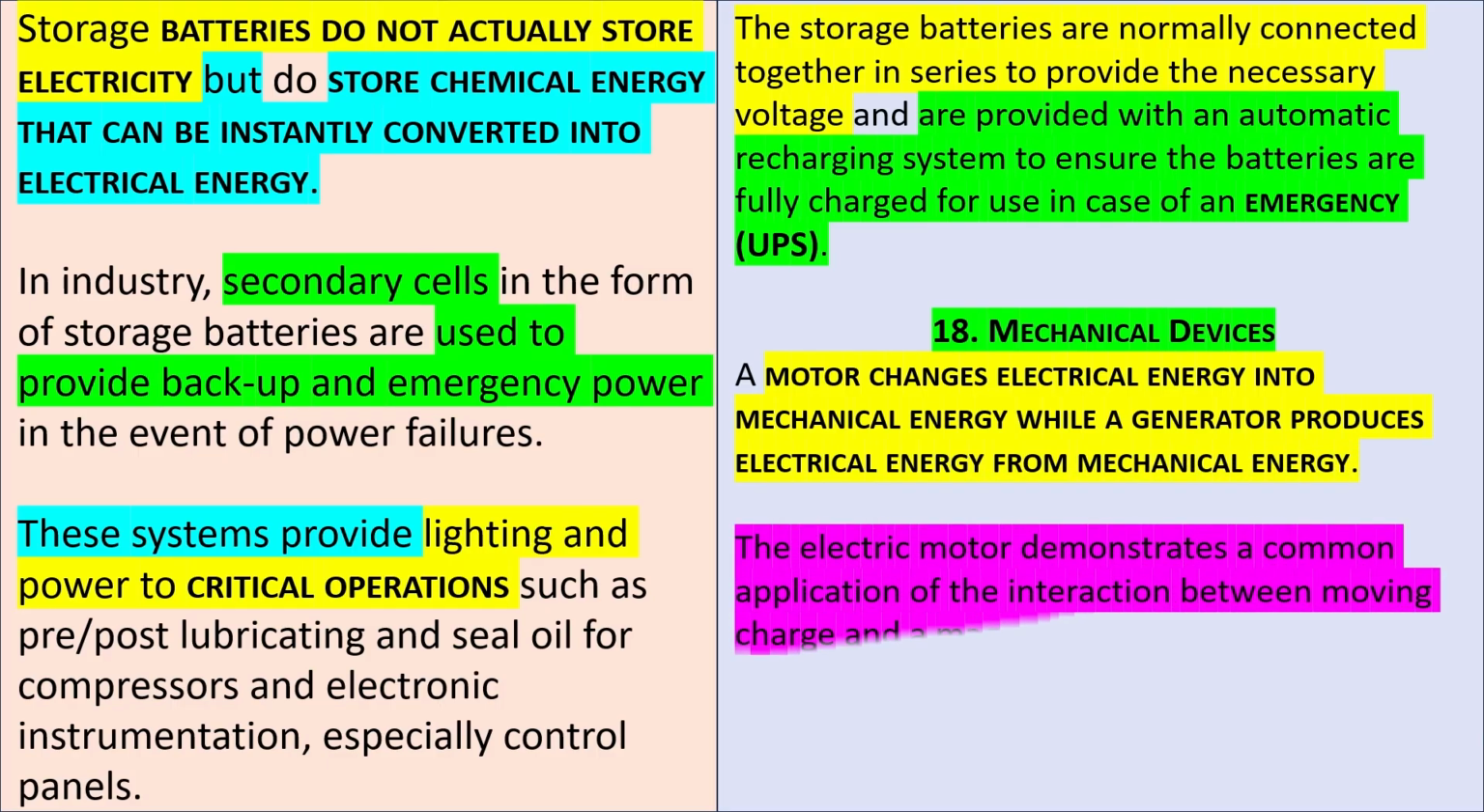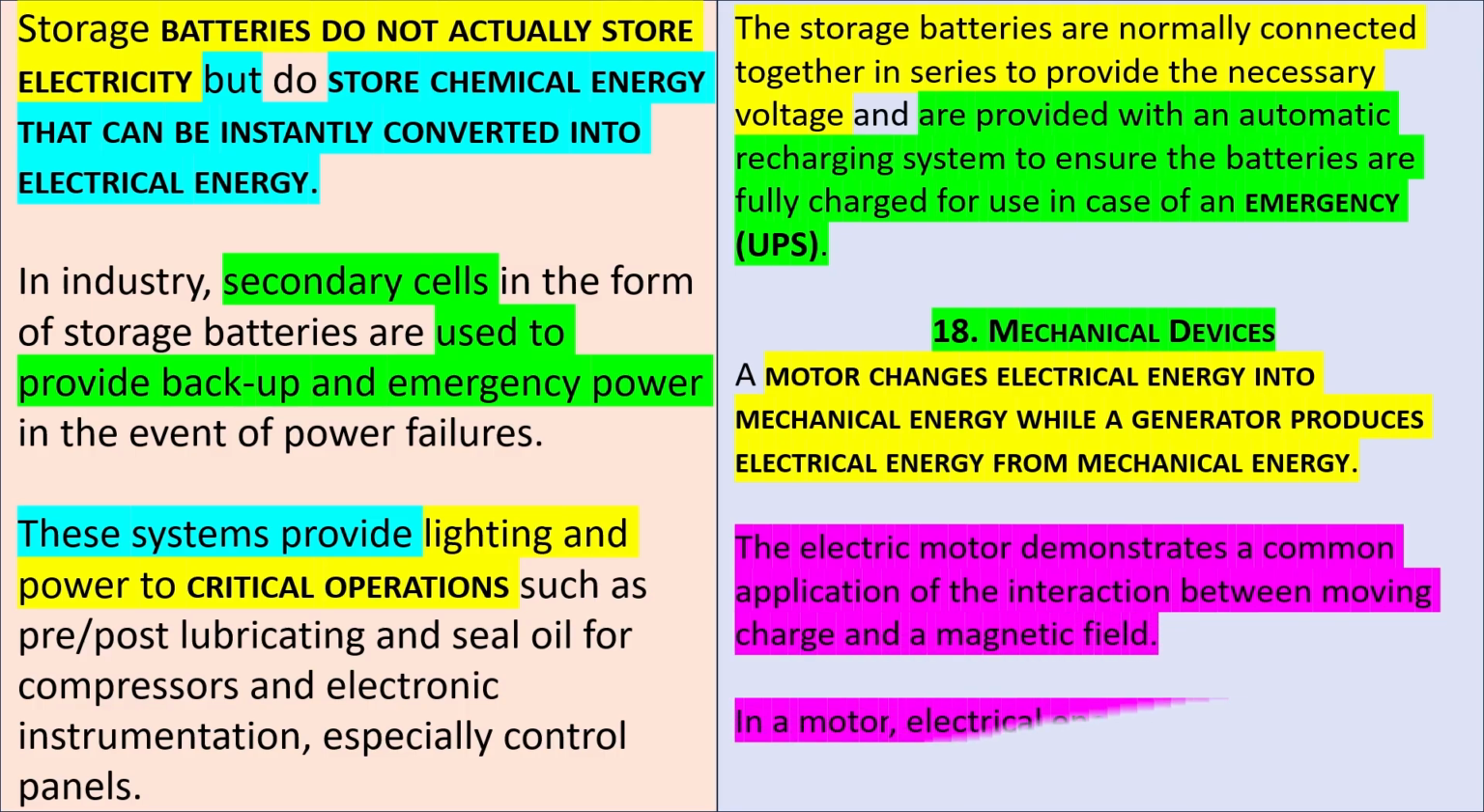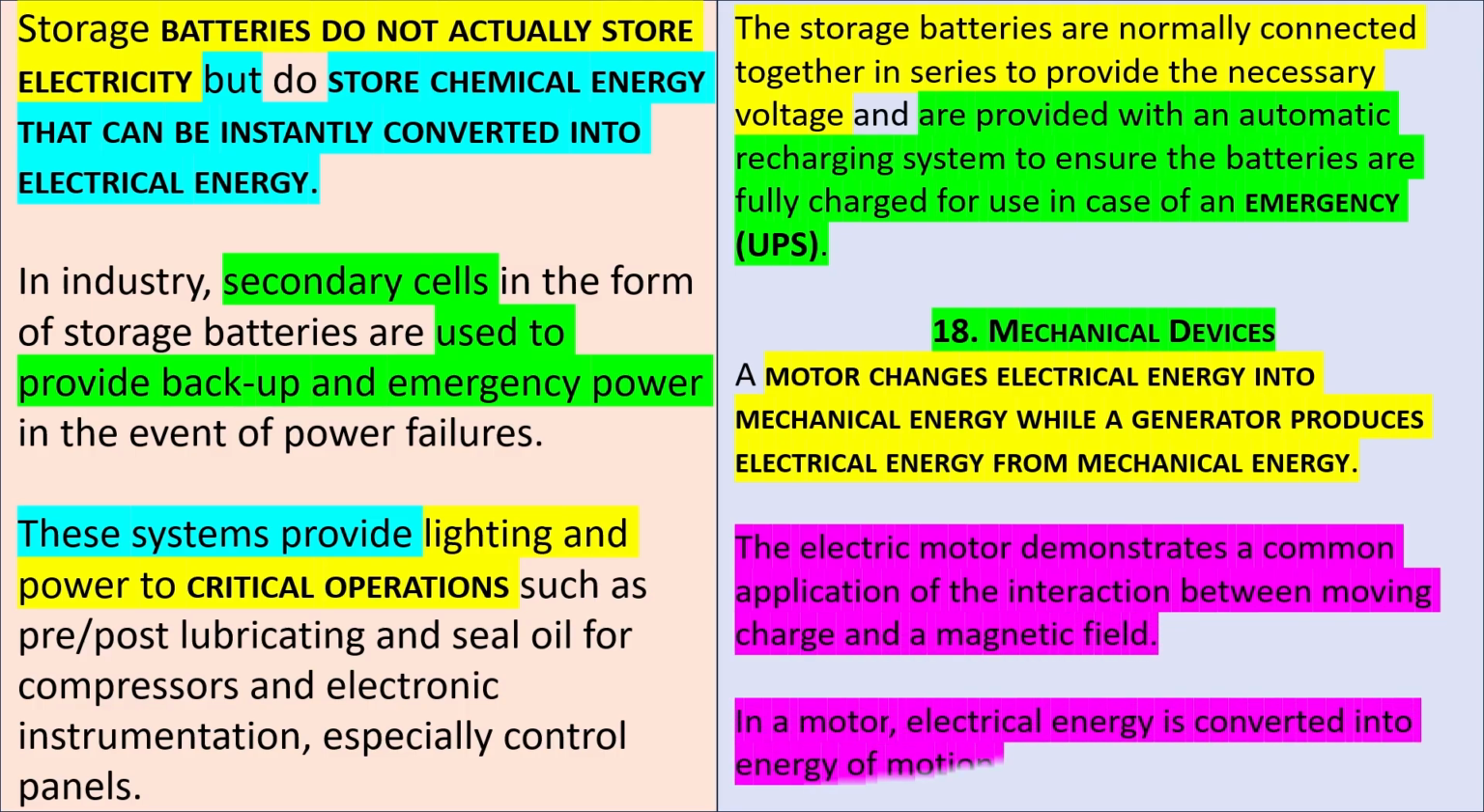Mechanical devices. A motor changes electrical energy into mechanical energy, while a generator produces electrical energy from mechanical energy. The electric motor demonstrates a common application of the interaction between moving charge and a magnetic field. In a motor, electrical energy is converted into energy of motion.